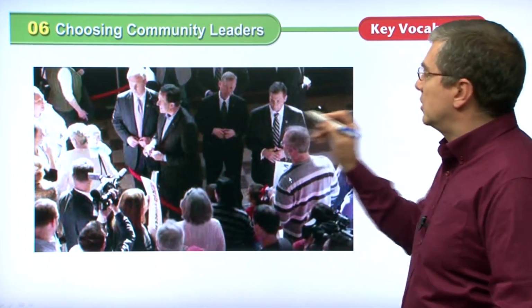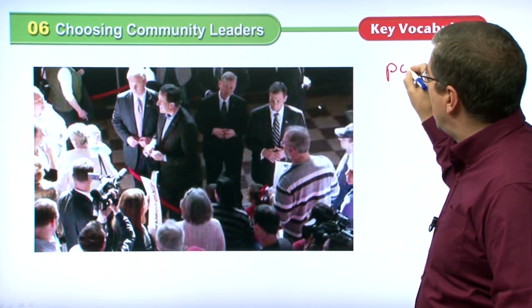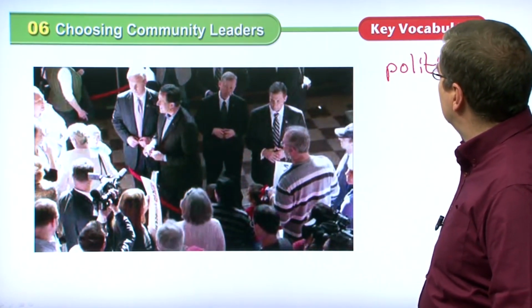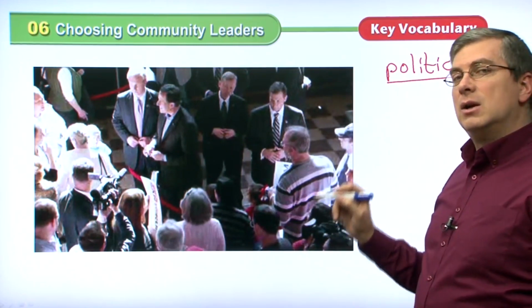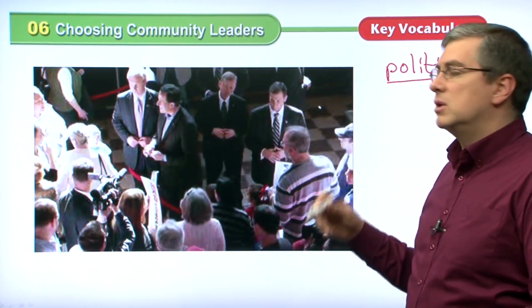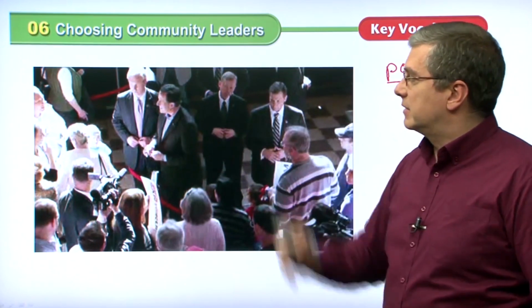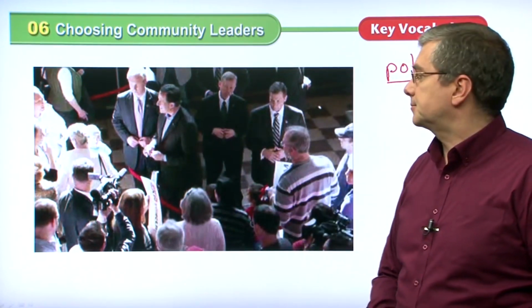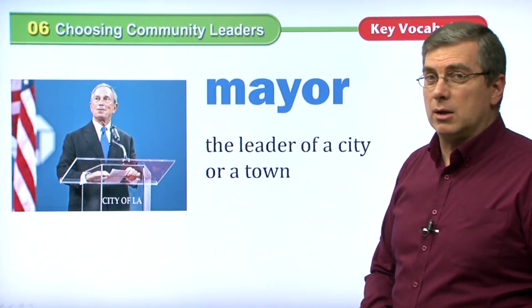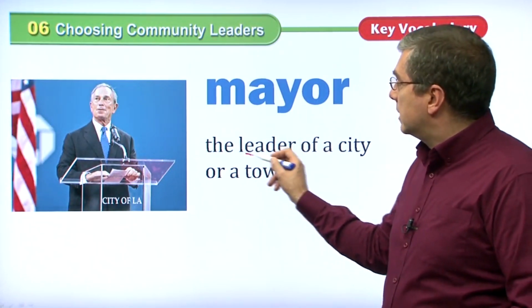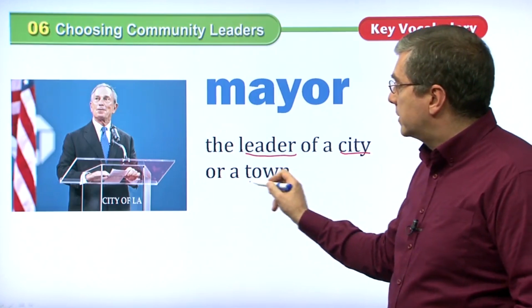Now, remember, I just used that word politician. A politician is a leader in politics, right? A community leader, politician. And this is an example of a politician. Now, another type of politician is a mayor. A mayor is the leader of a city or town.